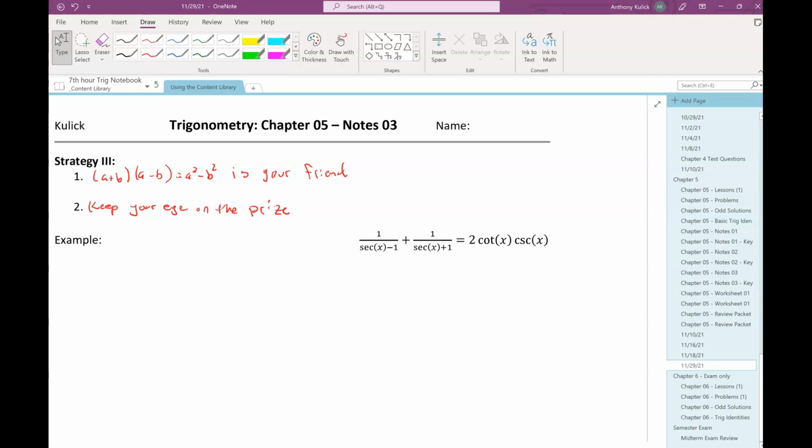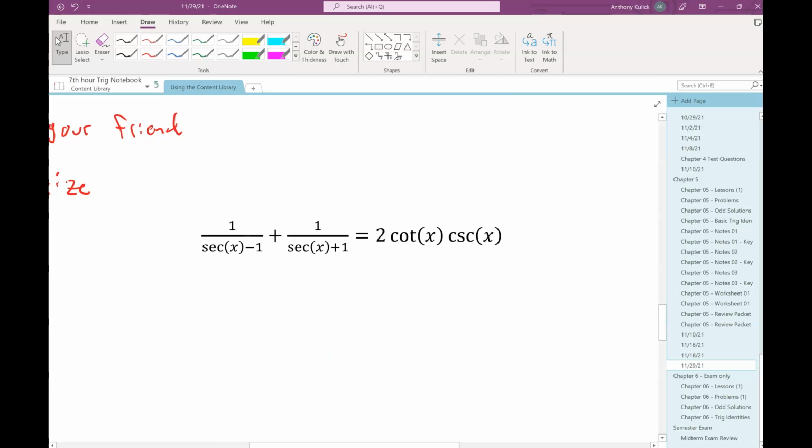Okay with that? So let's look at this next example here. Which side would be the better side to start with? The left side. Right. So on the left side, we have 1 over secant minus 1 plus 1 over secant plus 1. Typically, I like to start by looking for algebraic things to do before I start going to identities. Is there anything algebraic we can do here?